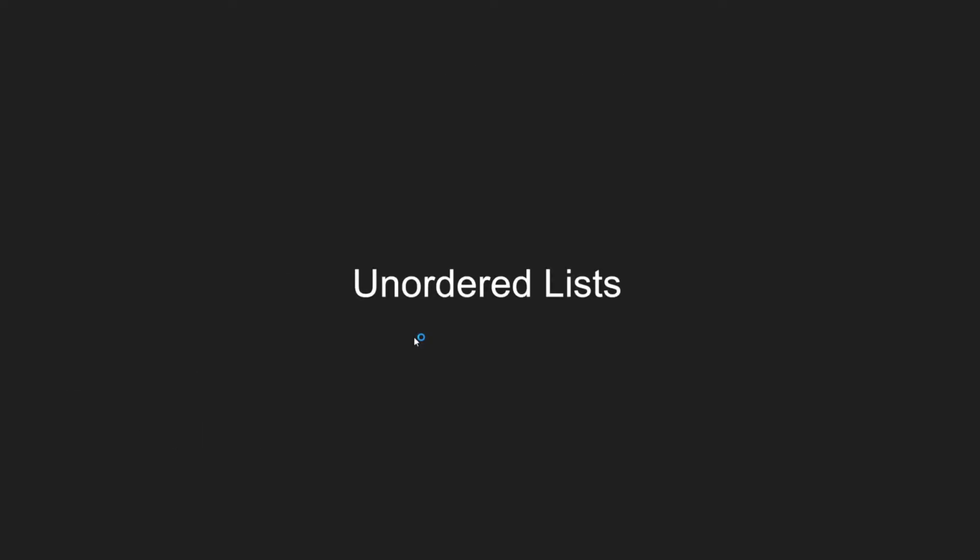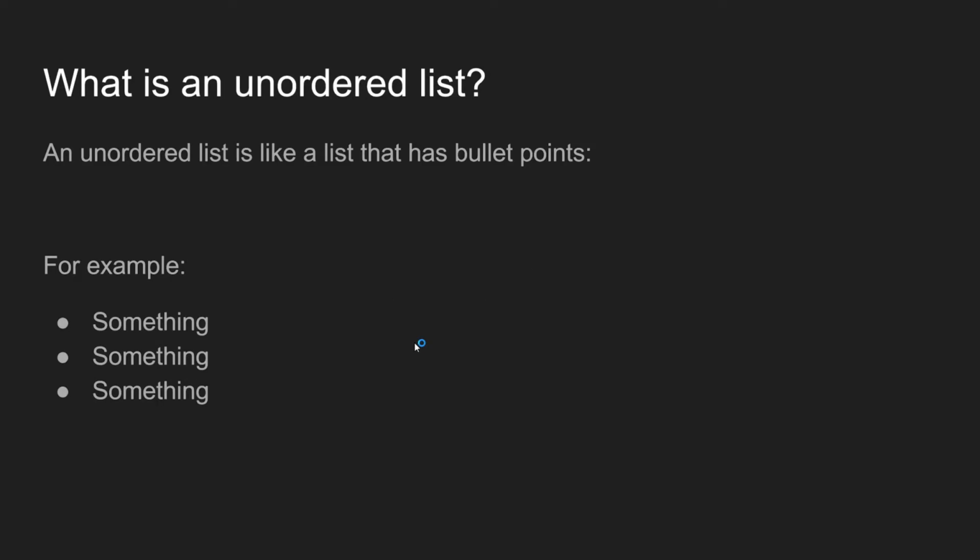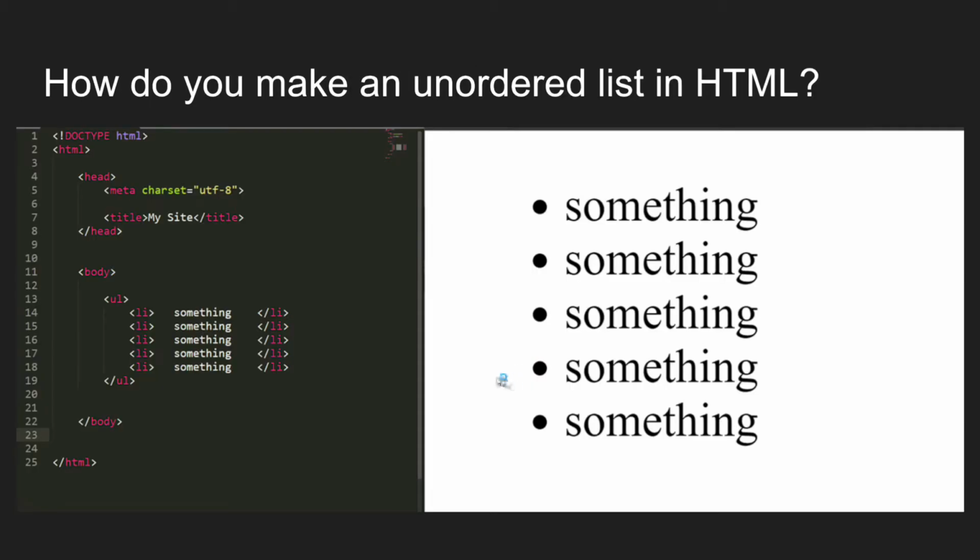So now I was just talking about ordered lists, but I also started talking a little bit about unordered lists. But let's take a look at what I meant by unordered lists. So an unordered list is basically where we have these bullet points or slashes in front of our points. So how do you make an unordered list?